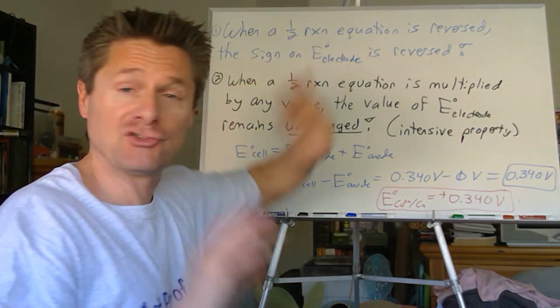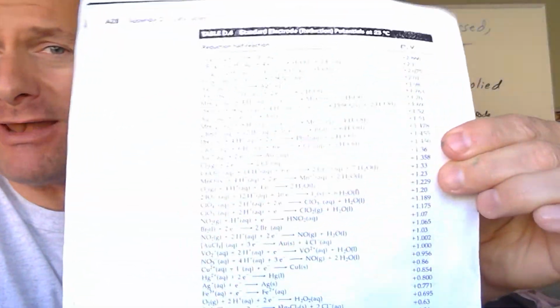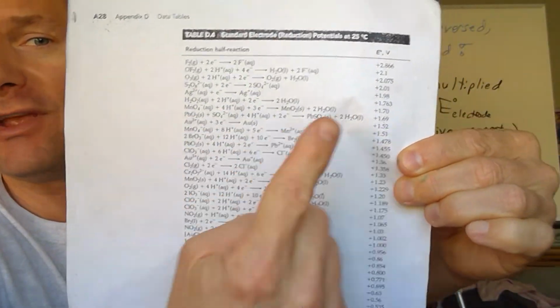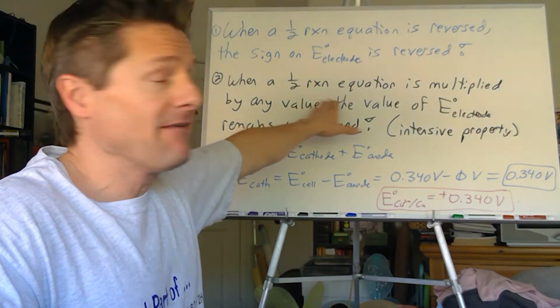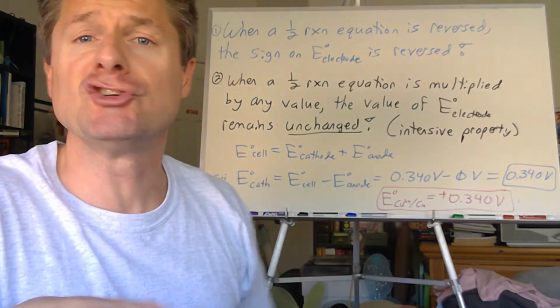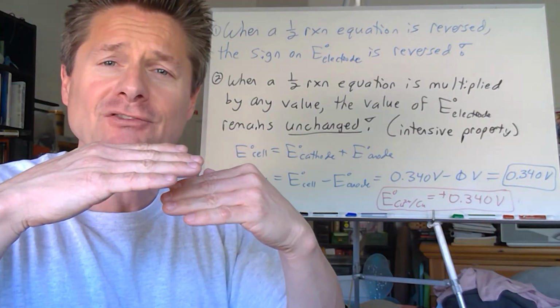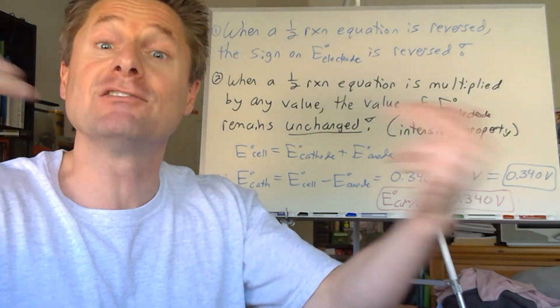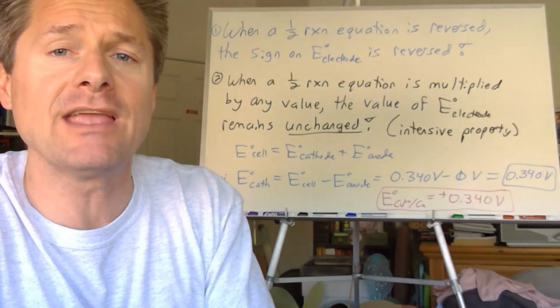All right, here's some rules. When a half reaction is reversed, so if I take anything on here and reverse it, I change the sign on that. All right, that's rule number 1. If I multiply any of these equations by a factor of 2 or 3 or 1/2, which we have to do, remember, if the electrons don't balance out in the half reactions, you have to multiply them so that the electrons do cancel out. That's a key factor when you're adding half reactions together.